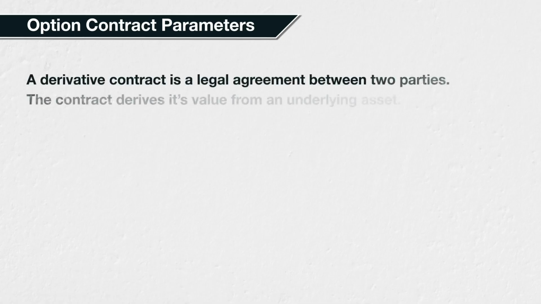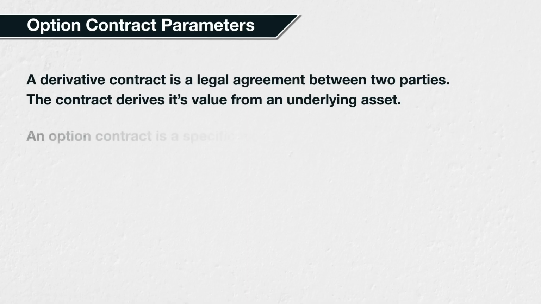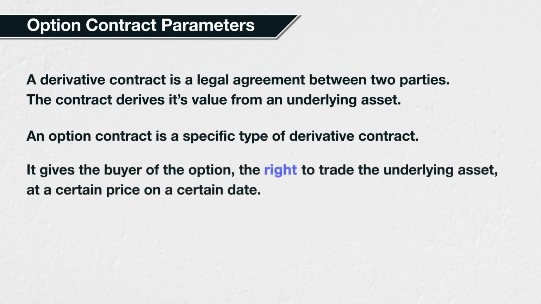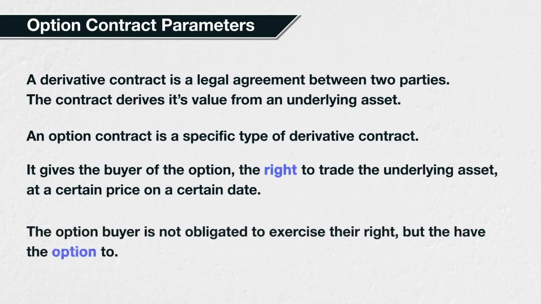In the previous lecture, we covered what a derivative contract is. To recap briefly, a derivative contract is a legal agreement between two parties. The contract derives its value from an underlying asset, according to the rules set out in the contract. An option contract is a specific type of derivative contract. It gives the buyer of the option contract the right to trade the underlying asset at a certain price on a certain date. The buyer is not obligated to exercise their right, but they have the option to, hence the name option contract. When looking at an option contract, there will be 5 main parameters to consider.